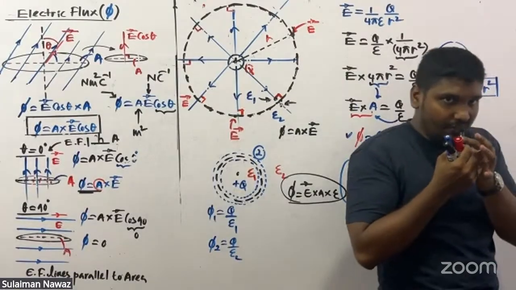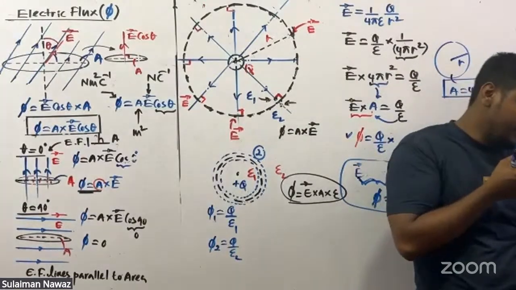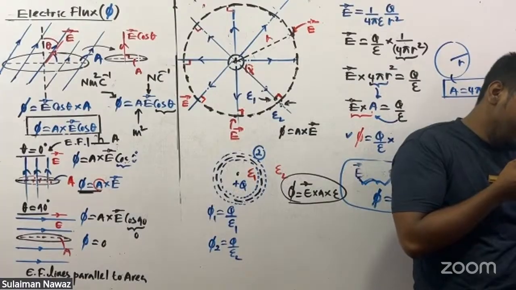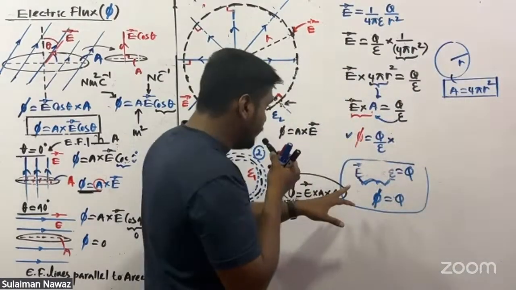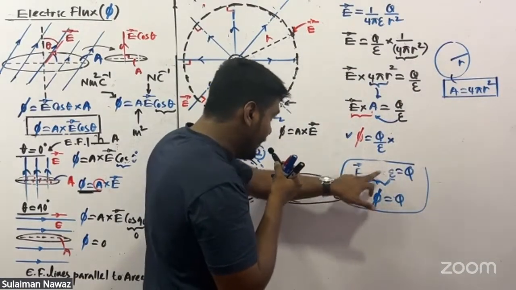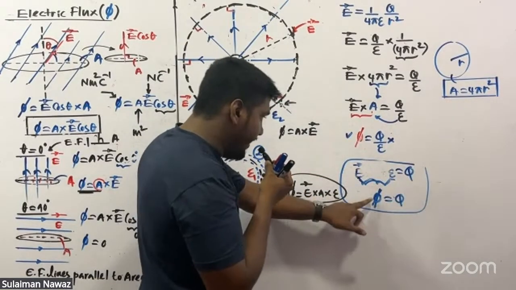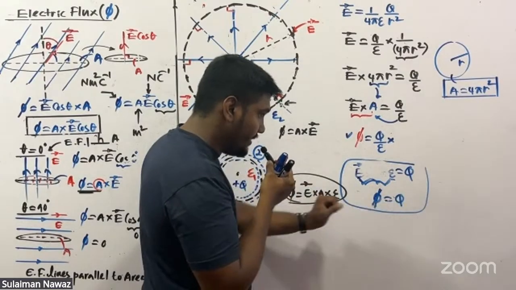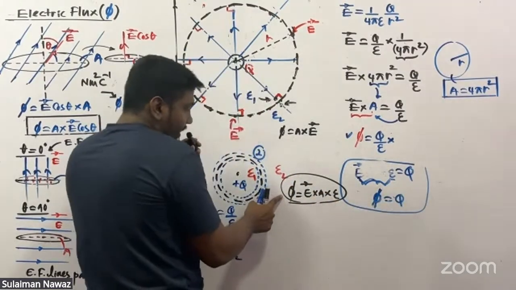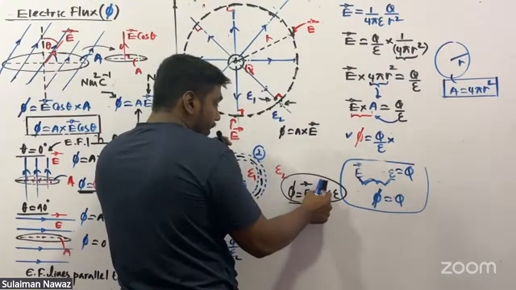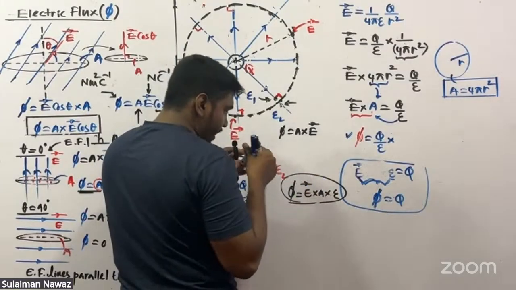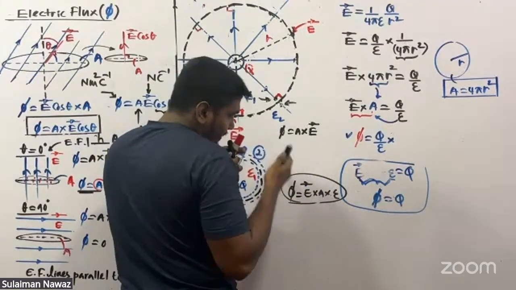Then tell me what should be the units of standard electric flux. Tell me someone. We know that area into intensity into epsilon is going to be the charge, right? Then standard electric flux means the charge Q. Standard electric flux means intensity into area into the permittivity of the medium; we can write standard electric flux as the charge.